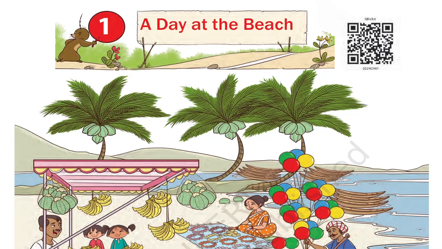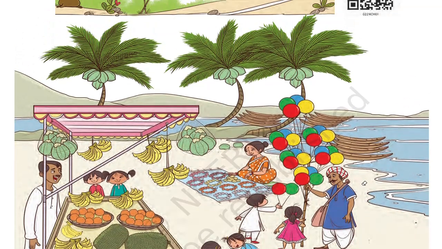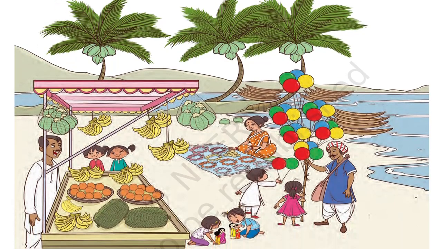Okay. Let's start with what we see. A beautiful, beautiful beach setting that we have on this page. There are boats lined up at the seashore. We have coconut trees, a fruit vendor, a lady selling some necklaces, a balloon seller, and children playing around. And let's look at what we have next in the chapter.